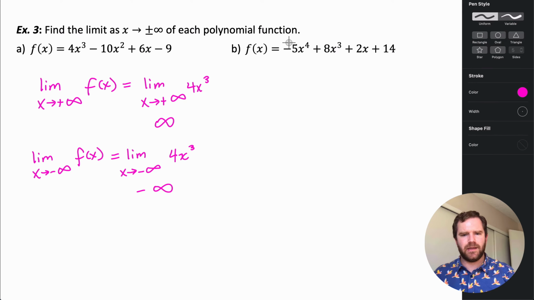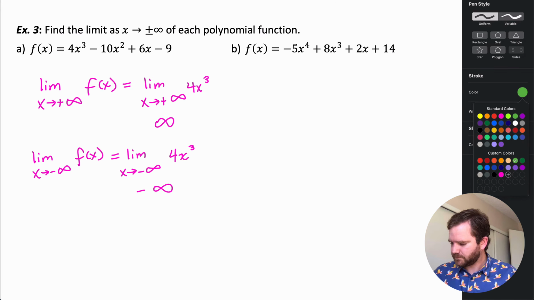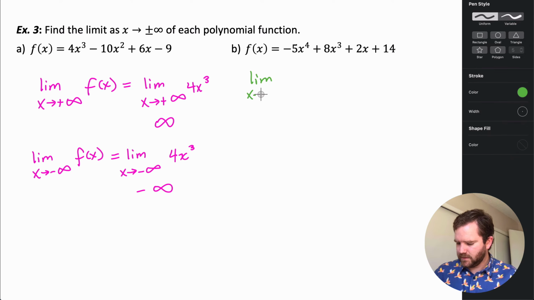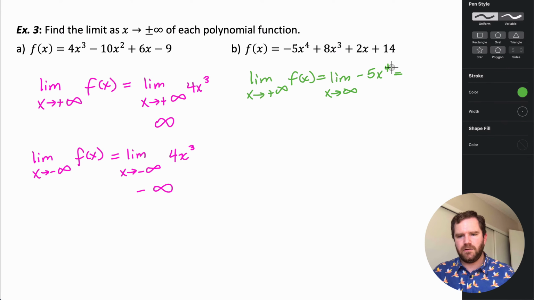What about in something like this, where we have a negative 5x to the fourth? Again, when evaluating the limits, I don't really care about these other terms because they're insignificant as far as the end behavior. So the limit as x approaches positive infinity of f of x is going to be the same as the limit as x approaches positive infinity of negative 5x to the fourth. When I plug positive infinity in here, x to the fourth is going to be positive infinity. But now we're multiplying by a negative number, so this is going to be negative infinity. So that limit would be negative infinity.